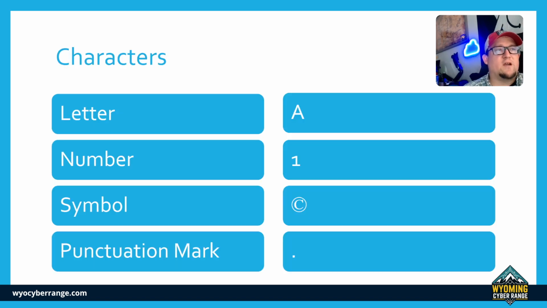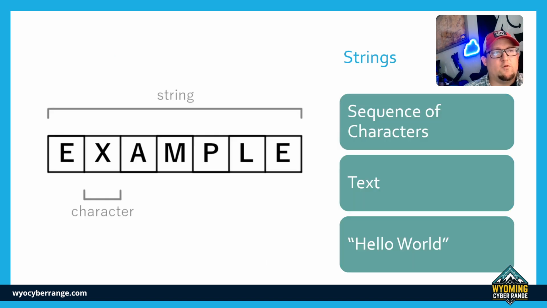The first data type we're going to cover is a character. A character is just a single letter, number, symbol, or punctuation mark. Think of an A, a 1, an @ sign, or a period. These are all characters, and only one of them is a character at a time. Now, if we have more than one character, we move on to strings. We now have a sequence of characters. So in the word example, the X is a character, but the word example is a string. Think of it like an entire grouping or a sentence of text that is stored as a single string.